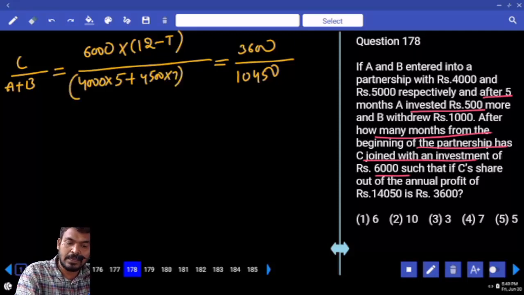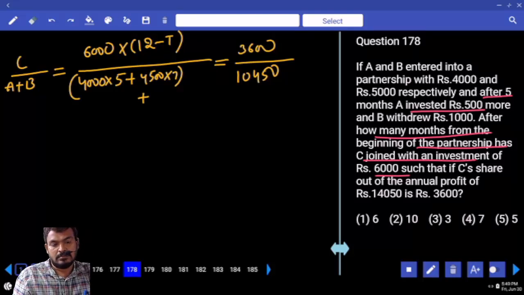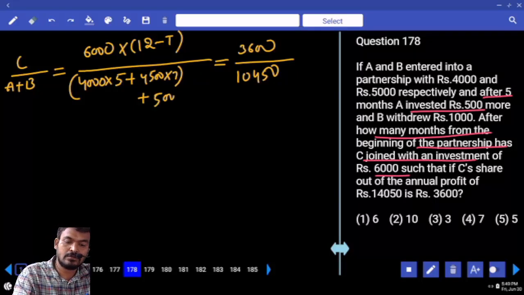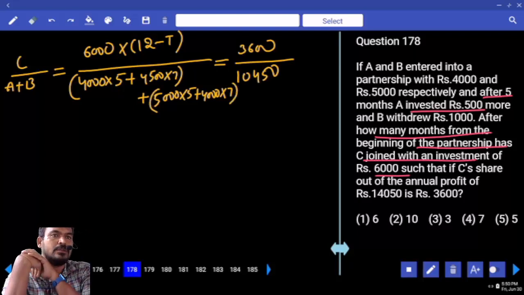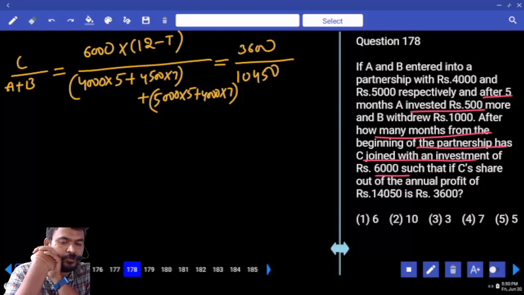Again plus, what is B's initial investment? 5,000. 5,000 is used for how many months? 5 months, plus how much value is withdrawn? 1,000. What is the remaining? 4,000 into how many months? 7 months. Okay. Numerator 6,000 into 12 minus T. Denominator 4,000 into 5 plus 4,500 into 7 plus 5,000 into 5 plus 4,000 into 7.